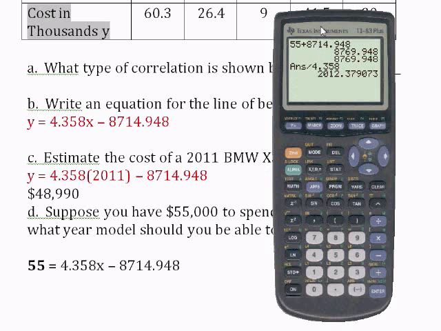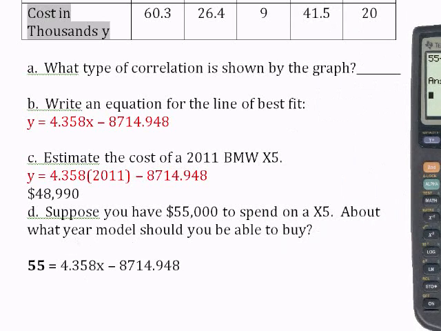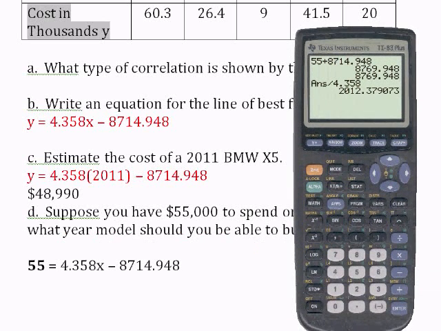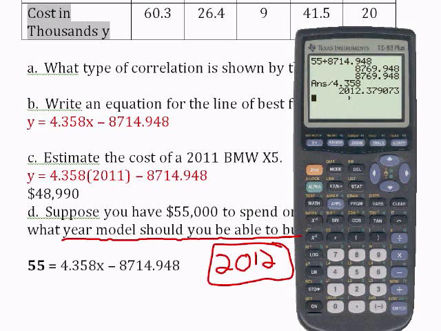Now, the reason for that again is it asks what year model should you be able to buy, and chances are you can't buy a 2012.38 year. So we can buy a 2012 X5, should be able to. Again, looking at the equation and the answer, we notice a 2012 is about the best we could hope to buy. You might guess a little higher if it was like 0.8, but since it was 0.379, I went ahead and rounded to just 2012.